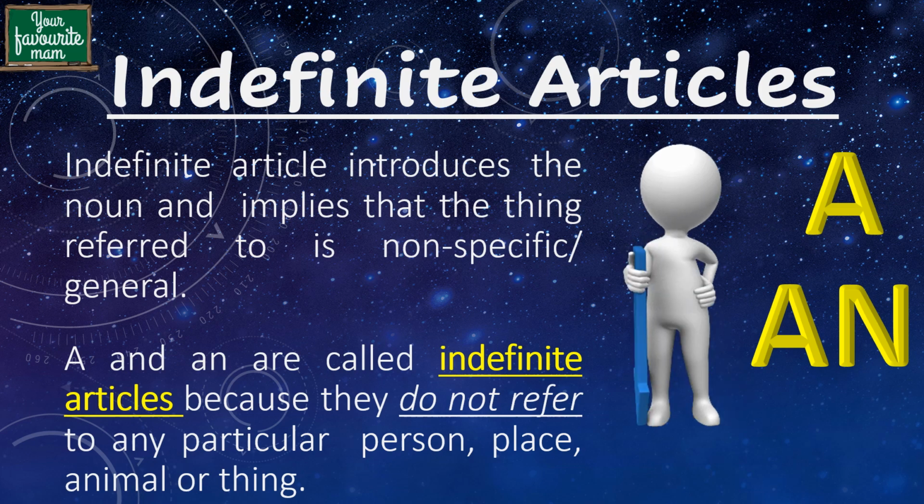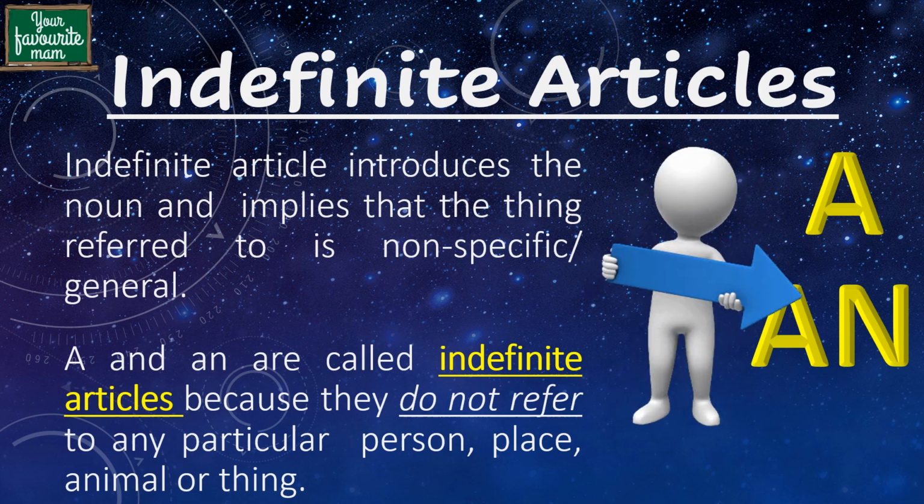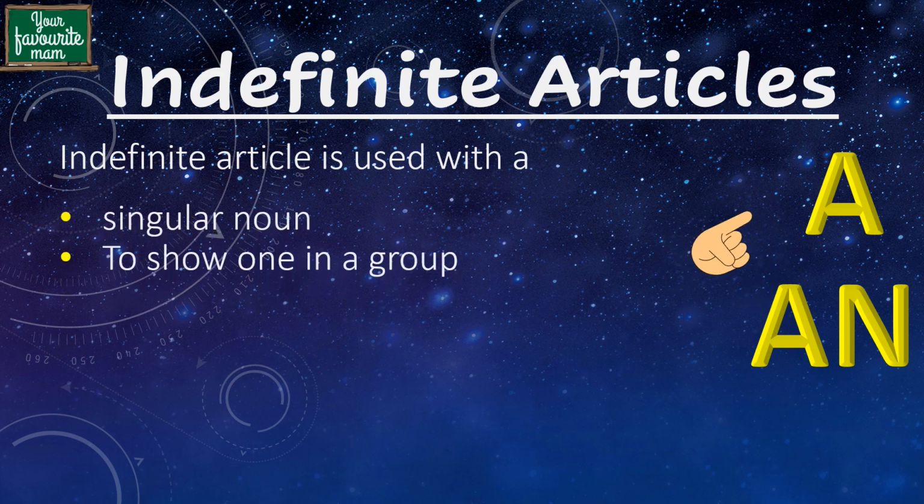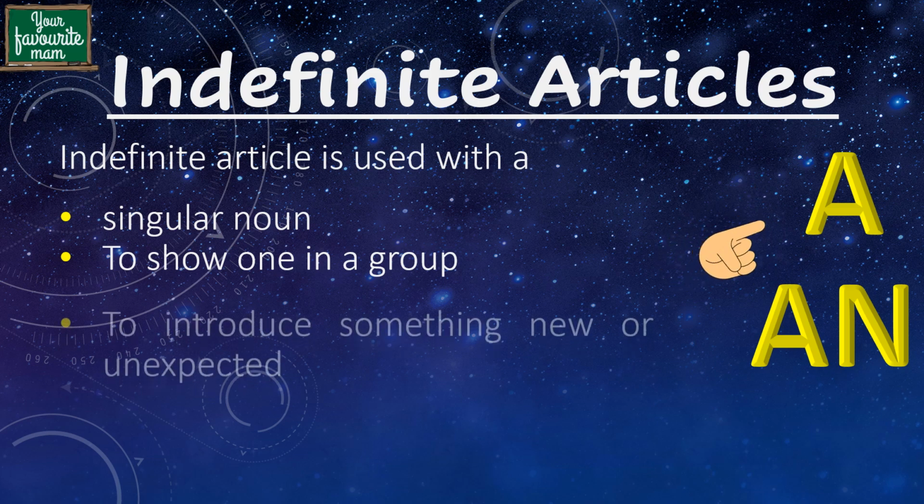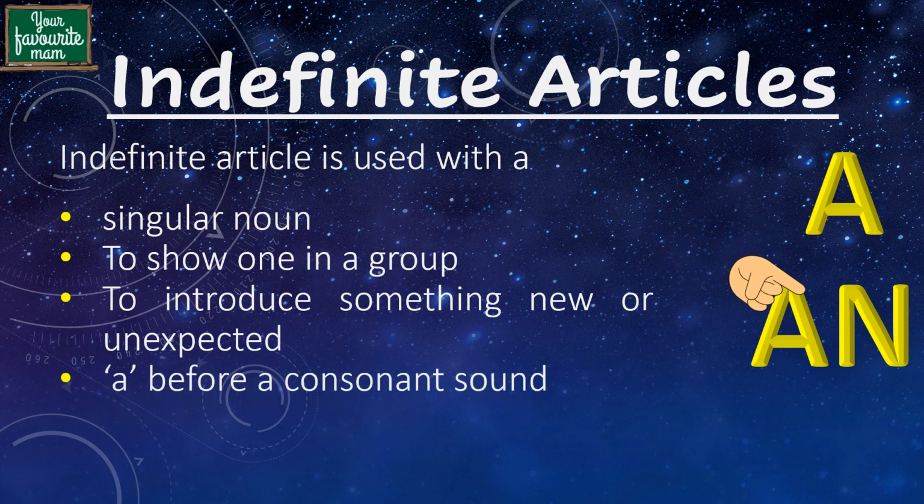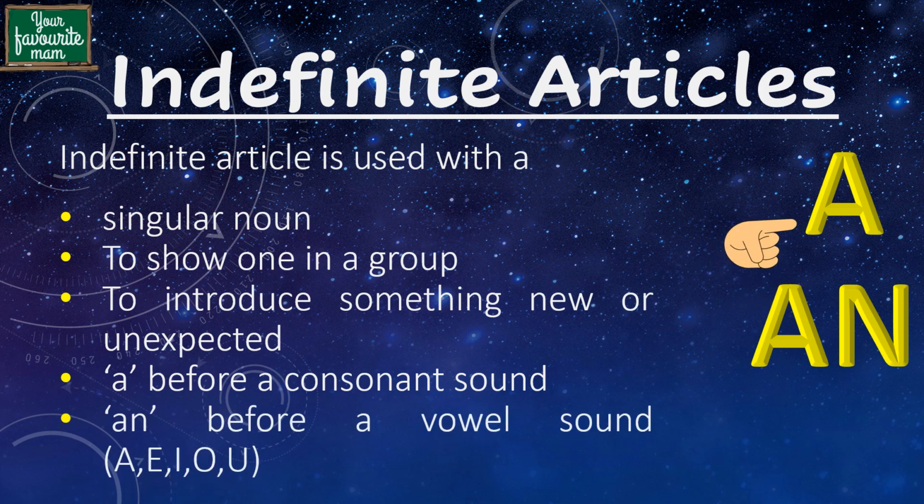Let's note more about the indefinite articles. An indefinite article is used with a singular noun, to show one in a group, to introduce something new or unexpected. The indefinite article a is used before a consonant sound and an is used before a vowel sound. To get a better understanding of the indefinite articles, let's take up some examples.